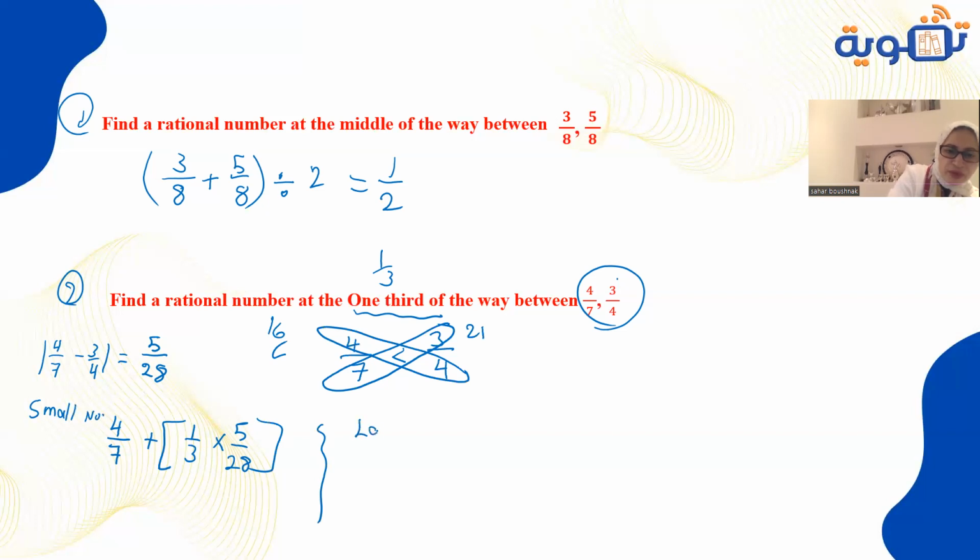But what if he asks me for the greater number or the large number? I will use 3/4 minus, open bracket, 1/3 multiplied by 5/28.